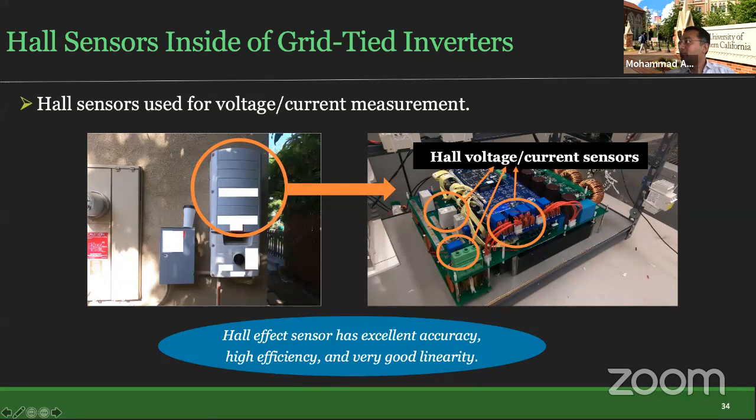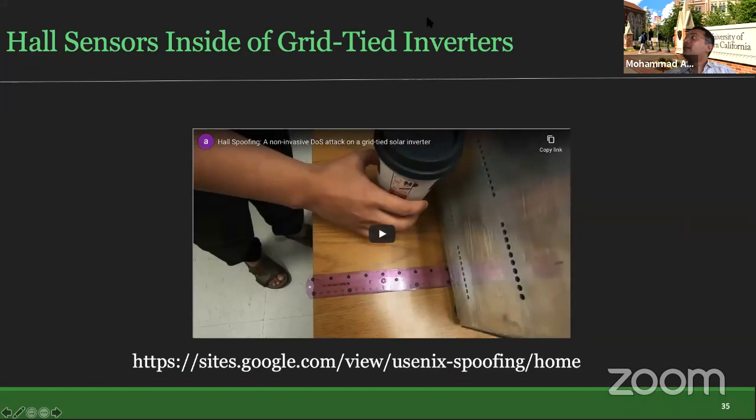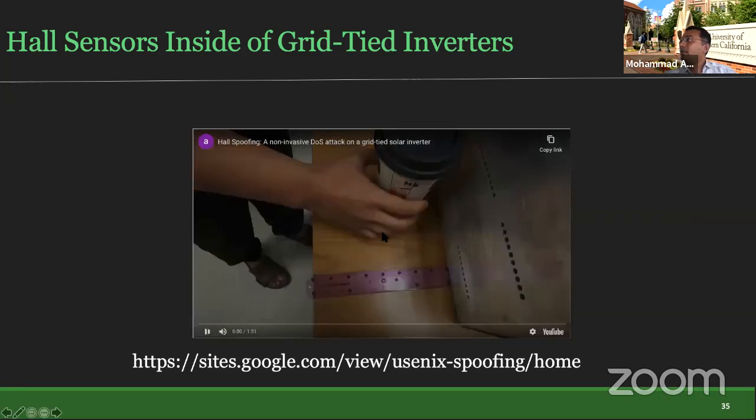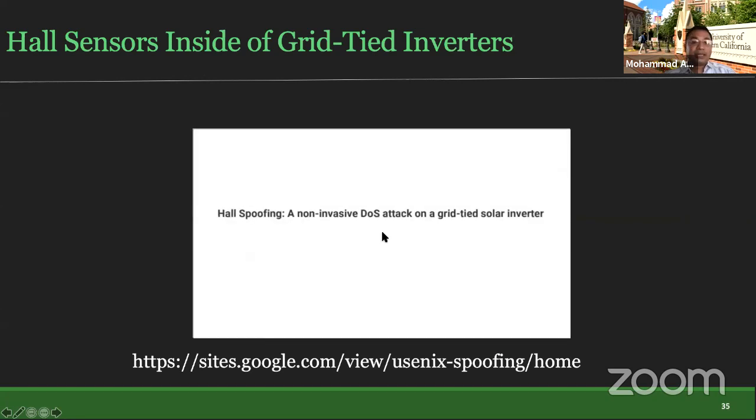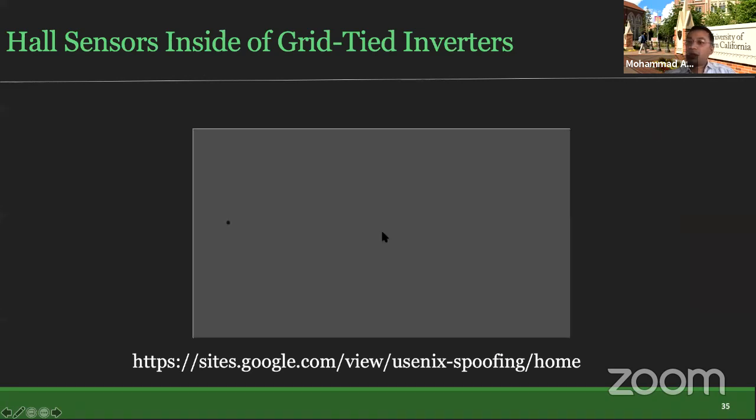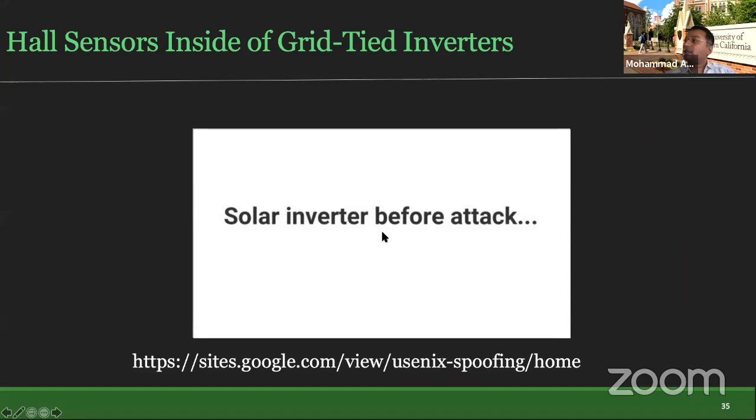If you open up this solar inverter, you will see that there are many, many Hall sensors inside. I will now show a video. I don't know whether you can see the video, but hopefully you can enjoy it. Rather than go through how we attacked it, I will try to give a live demonstration.